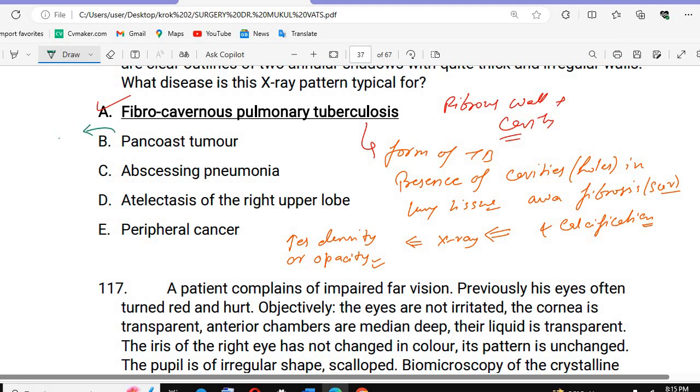The Pancoast tumor is also known as the sulcus tumor. This is a type of lung cancer. Because of this question, Pancoast tumor, they will not ask you like this. It is a type of lung cancer and occurs mainly in the upper part. It mainly involves the upper part near the chest wall.